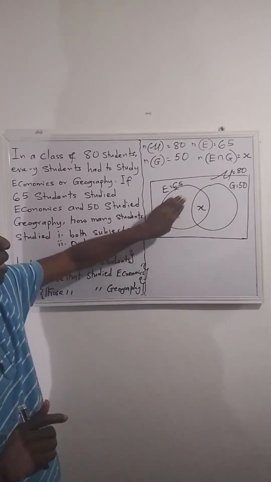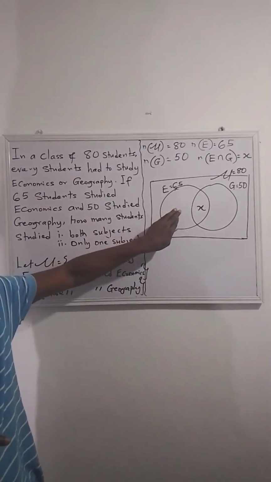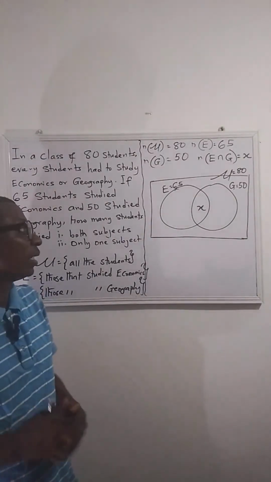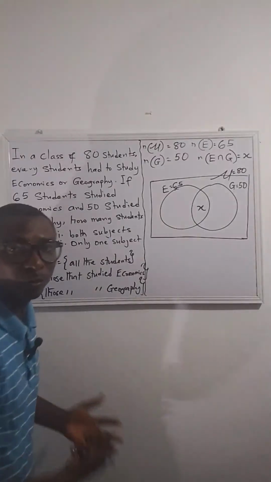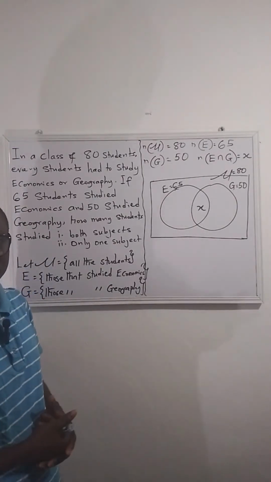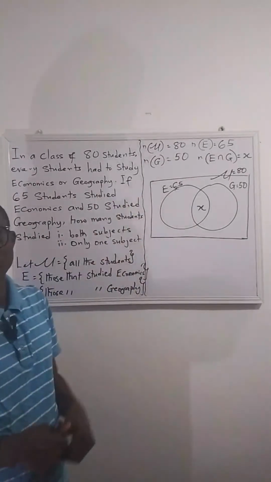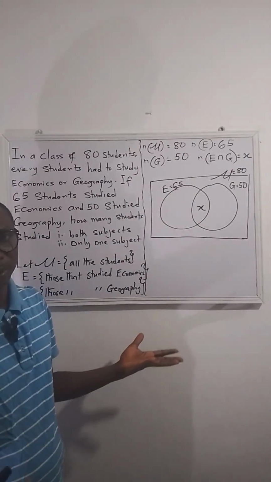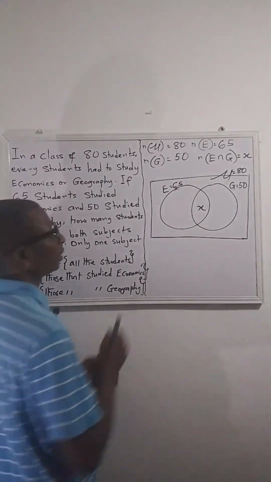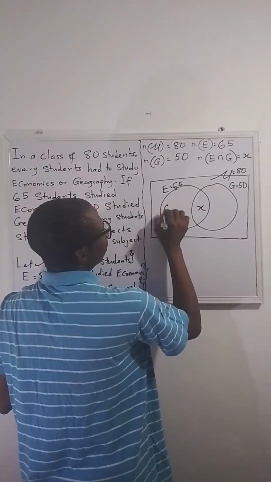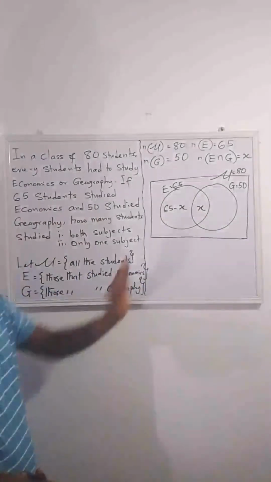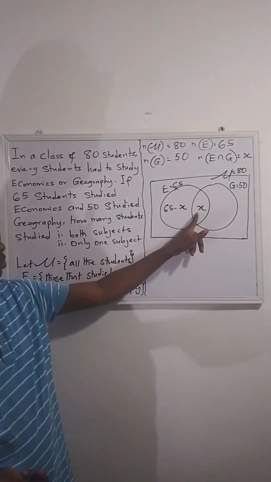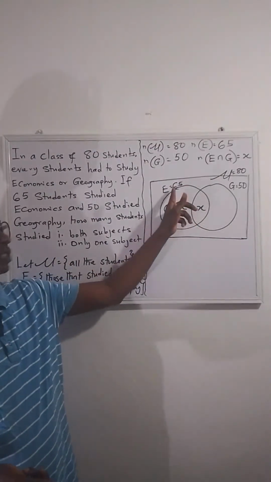All right. So how do we get the number of those that studied economics only? Now, since we know the total number of those that study economics, we just remove those that study economics and geography from 65. So that means this region now is going to be 65 minus X. Hope you get that. So we remove this set of students from 65.